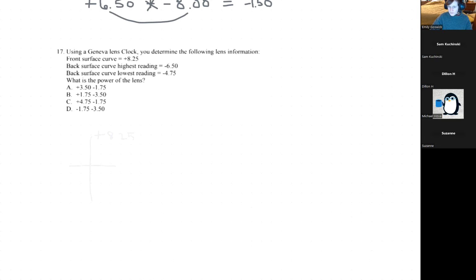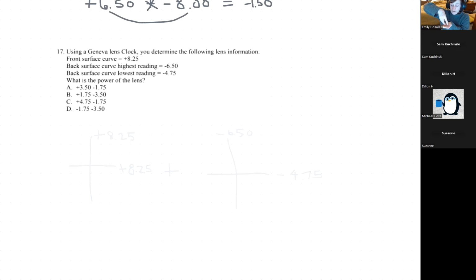Okay, now we know that the front surface is going to be spherical, so at both my 90 and 180, I am going to have those. And then for the other surface, here we go, we have one of them reading at a minus 6.50 and the other one at a minus 4.75. Okay, so that means when you took those three prongs of the lens clock and you read the lens, you did not get a spherical reading. It wasn't 6.50 in both meridians.